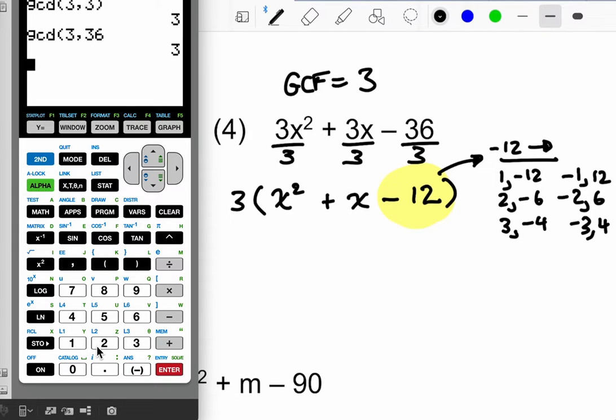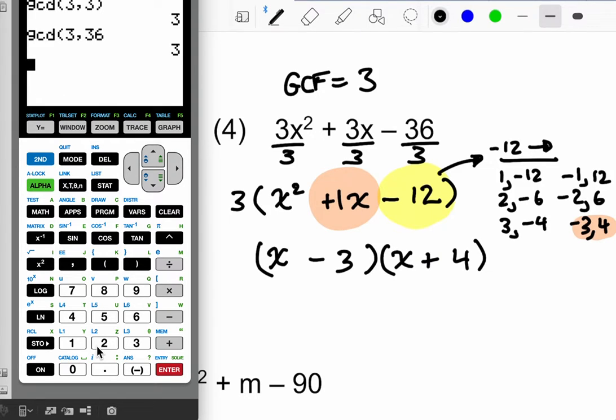So out of the pairs of values here, I'm looking for the combination that will give us a sum of 1. Because, again, there's an assumed 1 in here. All right, the combination would be that negative 3, 4. So we know it's going to be 2 binomials, x and x. Pop in my negative 3 and positive 4.